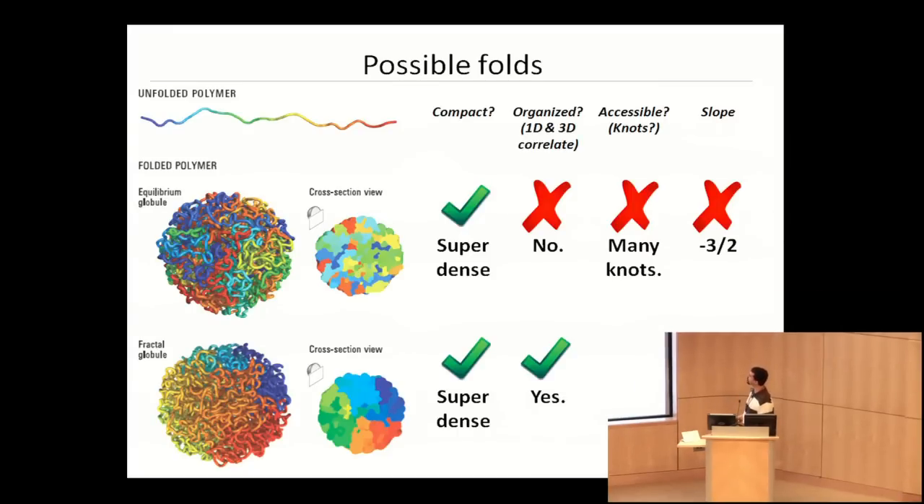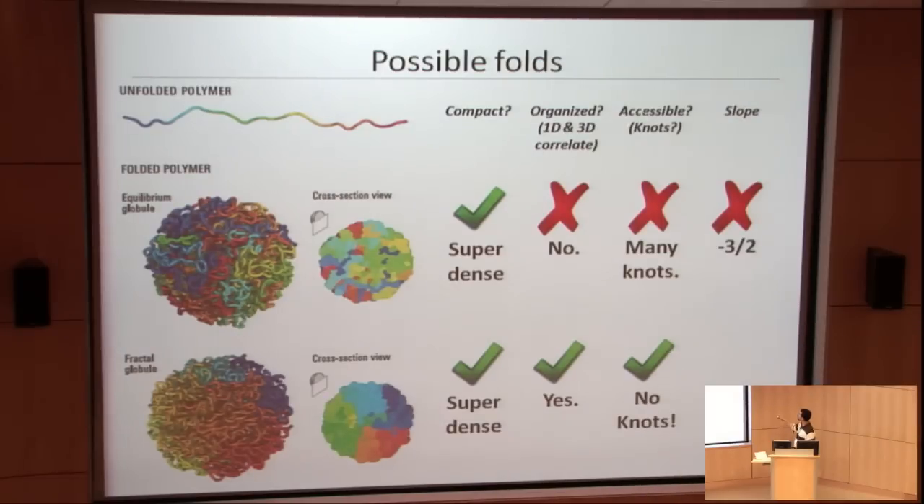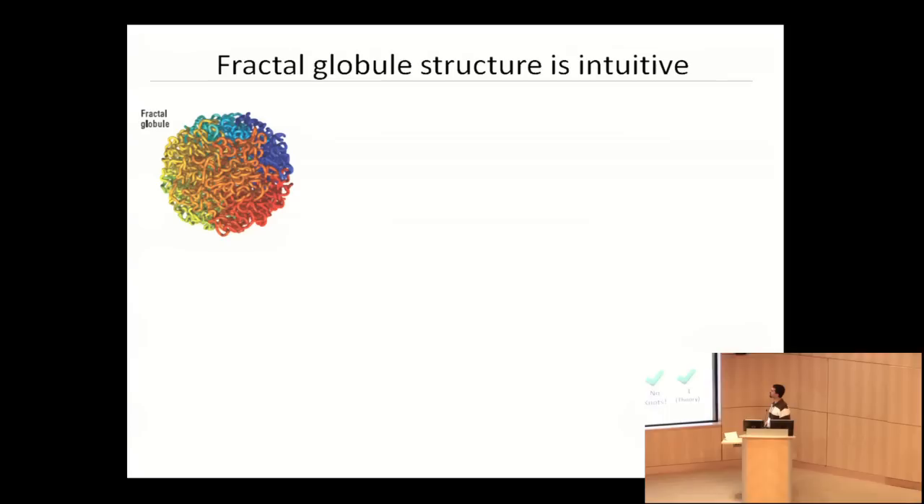Now let's look at that. That's super dense, but yeah, it's really organized, right? Those beautiful monochromatic blocks. It's enormously accessible, actually. In theory, it should have no knots. And the slope, so I didn't bother to calculate the slope, but I was able to do a simple back of the envelope, and it turned out to be -1.